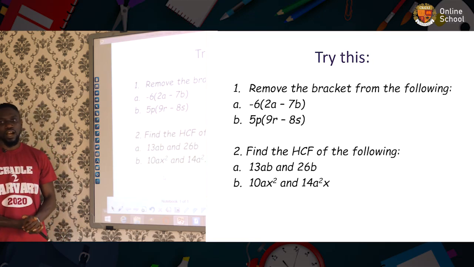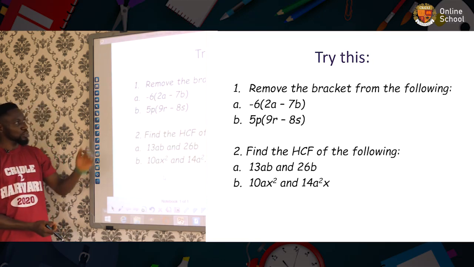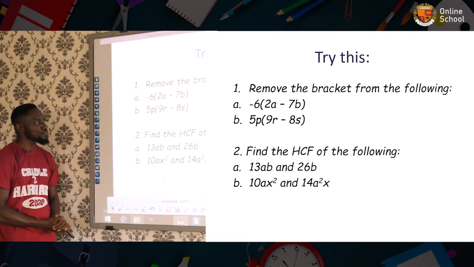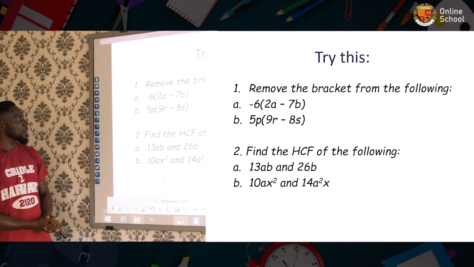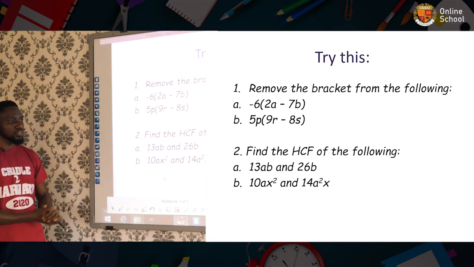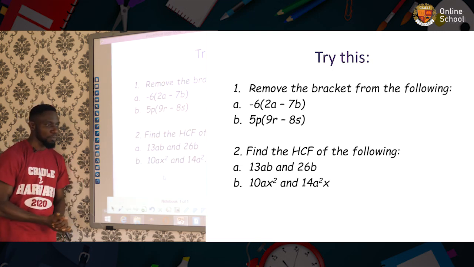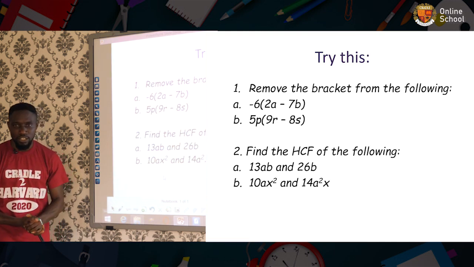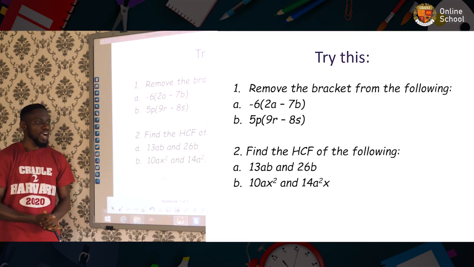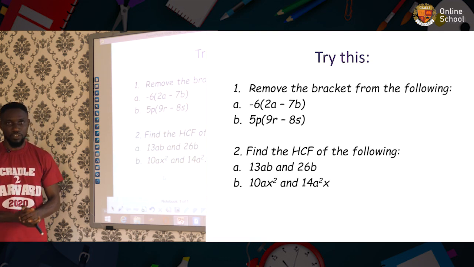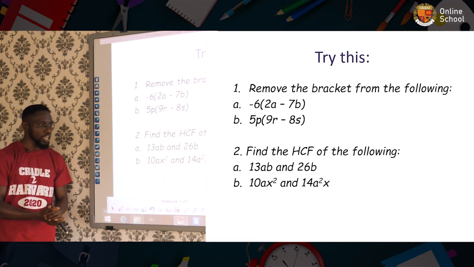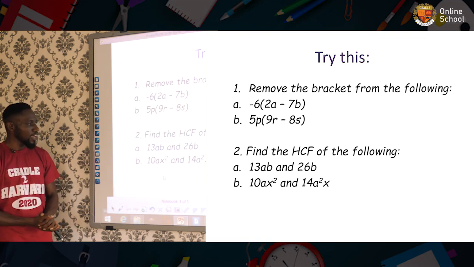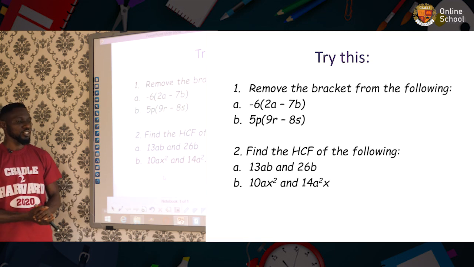I want you to try this at home. If you haven't listened to our classes, or haven't attended the class today, I would like you to try this at home as an assignment. Number 1 says, remove the bracket from the following. A: minus 6 into bracket 2a minus 7b. The B part of number 1 says 5p into 9r minus 8s. Then number 2 says find the HCF of the following. A says 13ab and 26b. While the B part says 10ax squared and 14a squared x.